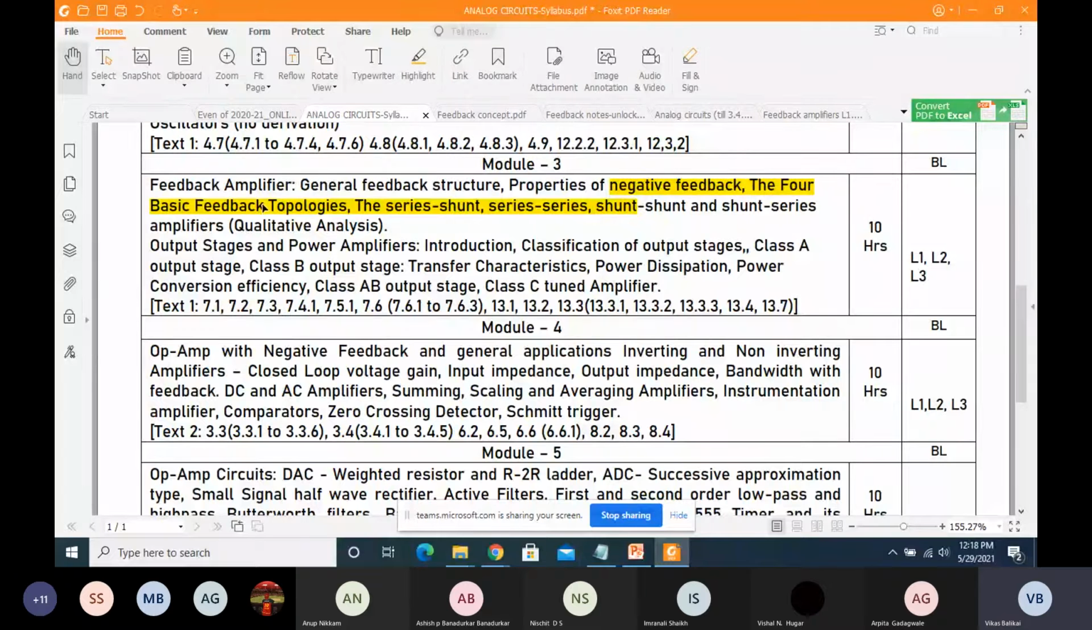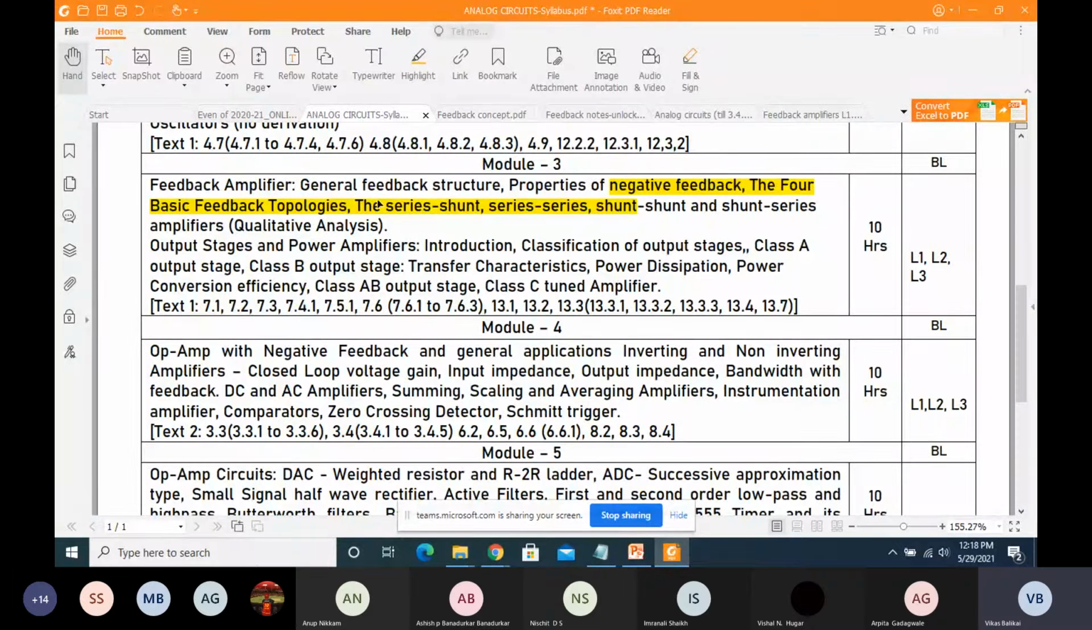There are basically four feedback topologies. For the entire four feedback topologies, we are going to have discussion in terms of their input resistance, output resistance, and how they are going to talk in terms of gain. So in this aspect, we will do four derivations. This will be the first half of your entire module number 3.